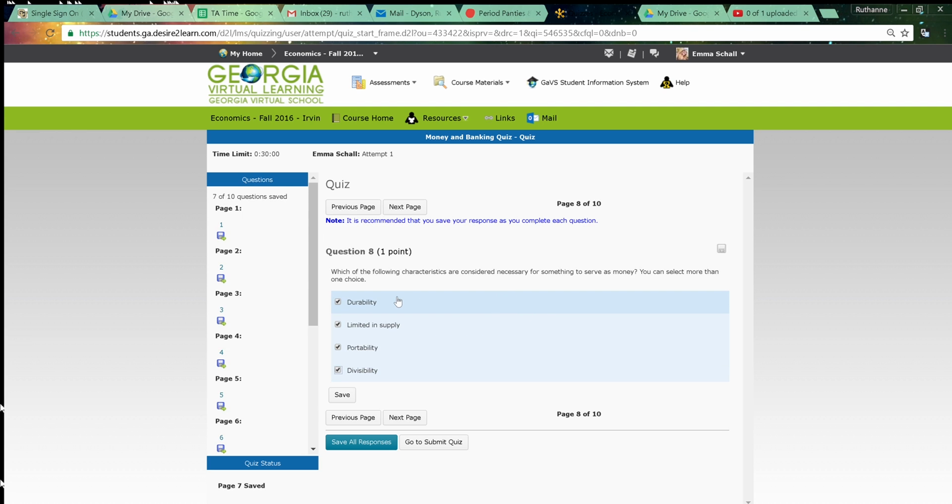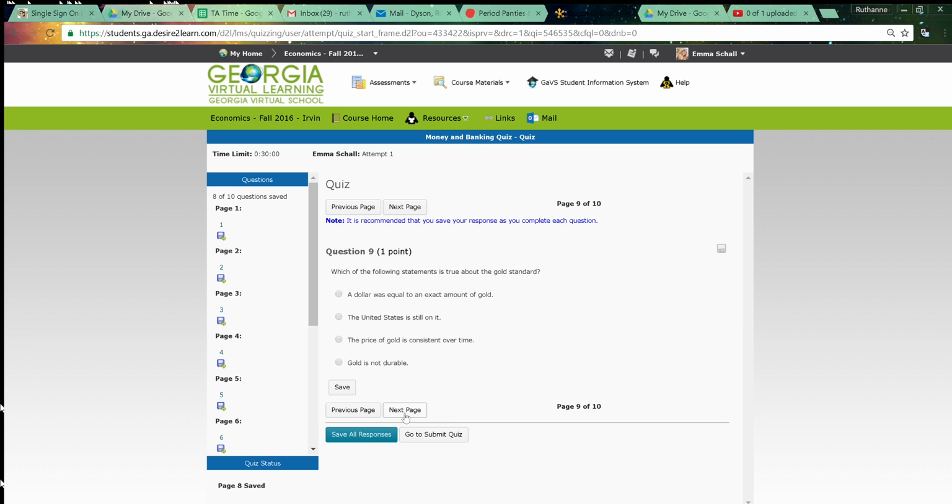It needs to be durable because we don't want our money to fall apart after changing hands twice. It needs to be limited in supply because think about when they print more money. It just decreases the value of the money that's currently in print and circulation. Portability, you need to be able to take it with you so that you can keep it in your pocket and use it to buy things when you want to. And then divisibility, I need to be able to break it down into smaller increments. So if I've got a $10 bill, I need to be able to break it down into fives, ones, quarters, nickels, dimes, pennies, whatever.